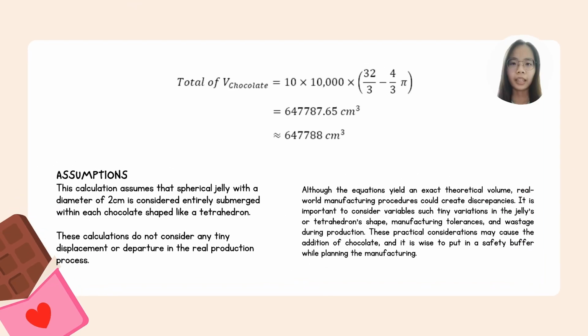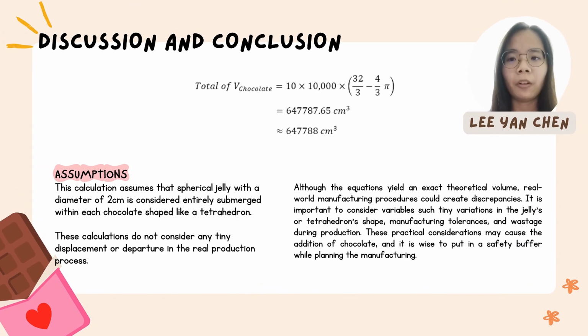64778 cm cubed. In conclusion, the total mixture of chocolate required for a production run of 10,000 boxes, each containing 10 chocolates, approximately equals 647,788 cm cubed. This calculation assumes that the spherical jelly with a diameter of 2 cm is considered entirely submerged within each chocolate shaped like a tetrahedron.